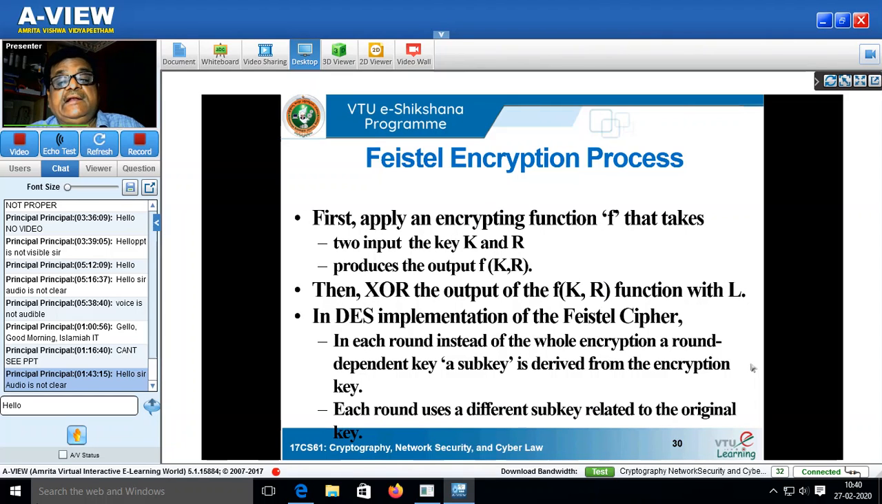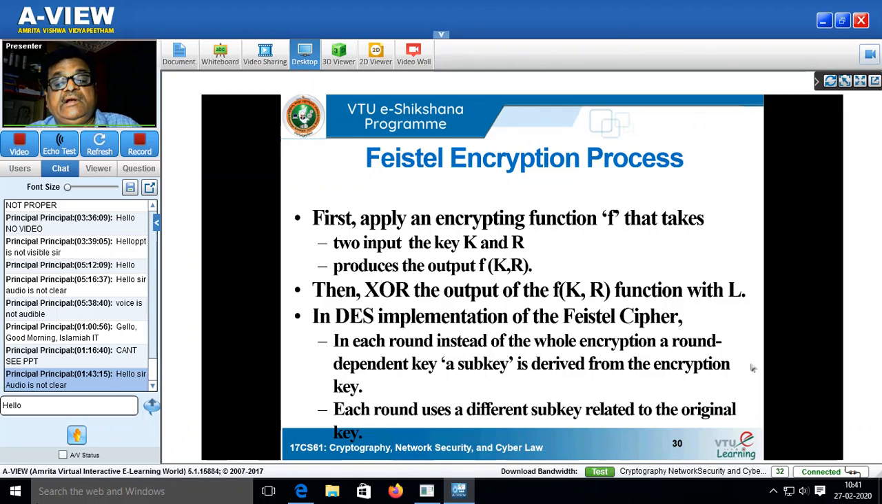First, apply an encryption function F that takes two inputs, the key K and R, the right side of the message. Then it produces the output after applying the function. This function is a combination of substitution first, and after that permutation. Then the output of the function F(K, R) is XORed with L.